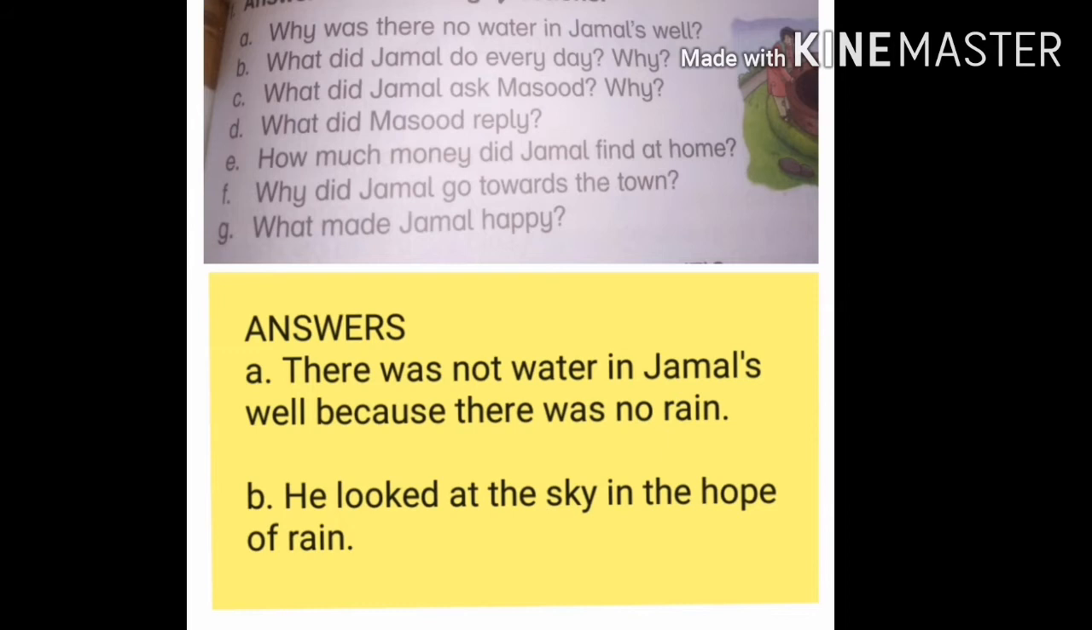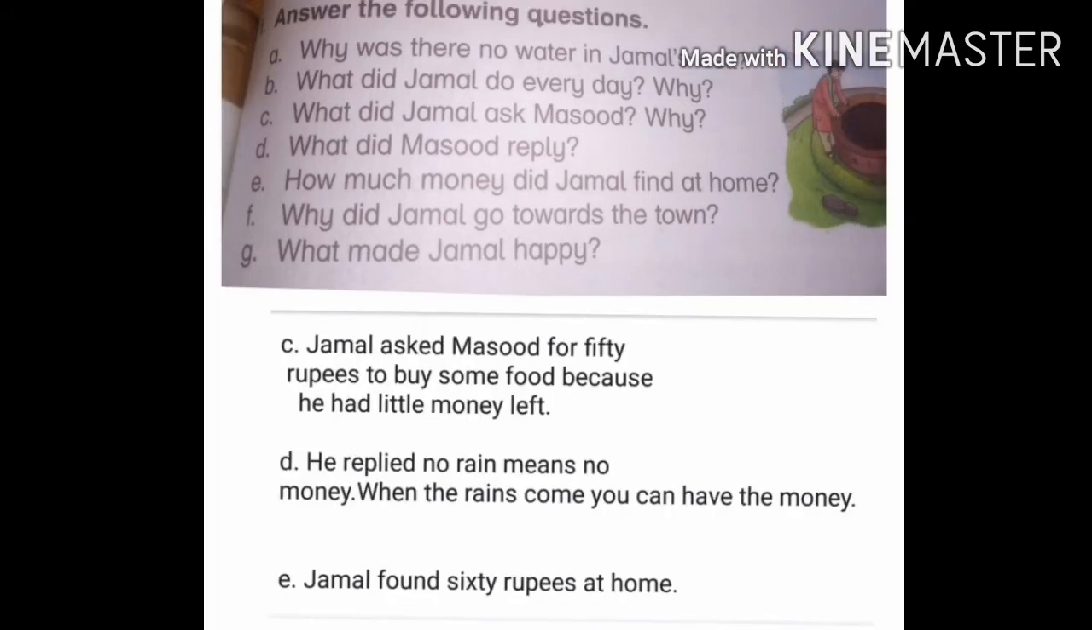Question number 2 is, what did Jamal do every day? Why? And the answer is, he looked at the sky in the hope of rain. Question number 3 is, what did Jamal ask Masood? Why? And the answer is, Jamal asked Masood for 50 rupees to buy some food because he had little money left.